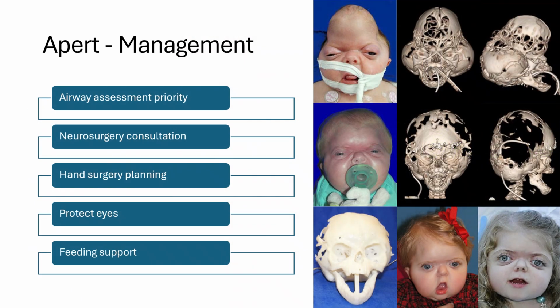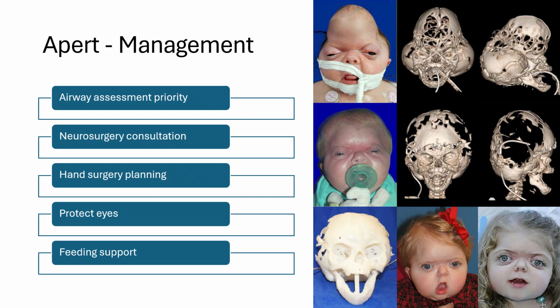Managing babies with Apert syndrome requires a carefully orchestrated approach that prioritizes life-threatening complications while planning for the complex reconstructive journey ahead. Think of this management strategy as similar to conducting a symphony orchestra, where multiple specialists must work in perfect coordination to create optimal outcomes.